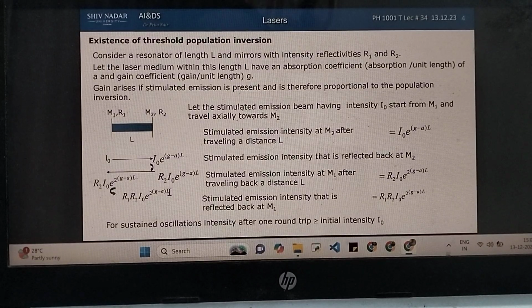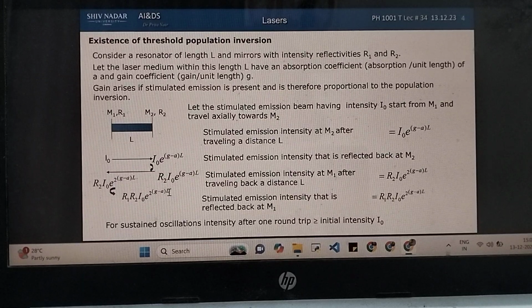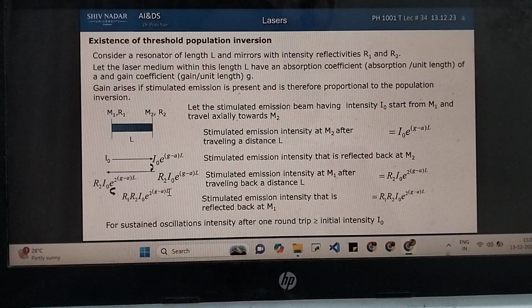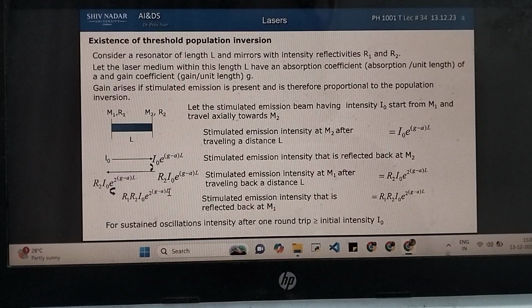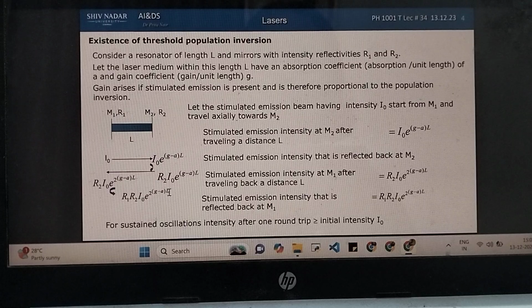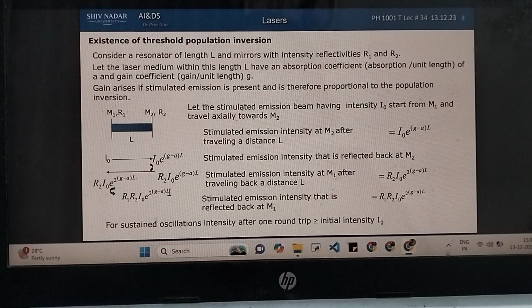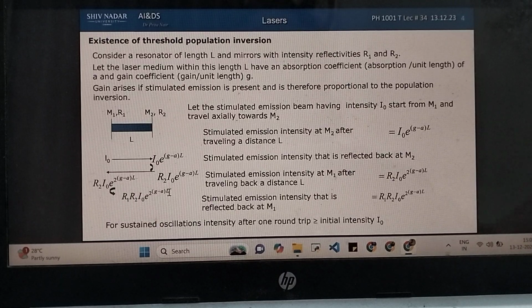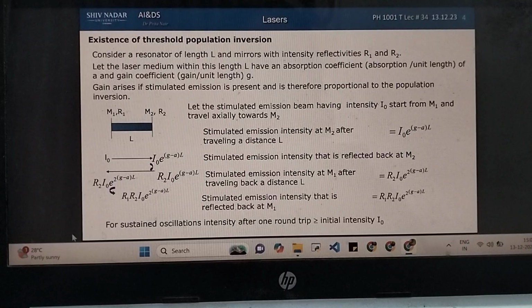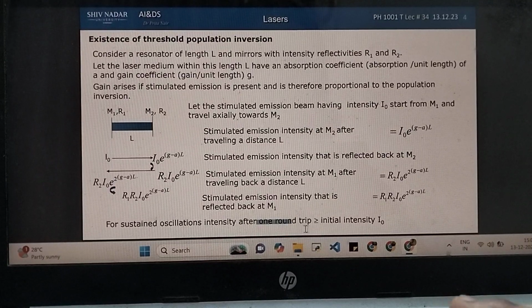So again, if you want stable emission, sustained light instead of flickering light or pulsing light, then the intensity after one round trip should be greater than or equal to the initial intensity. Of course, because if you are going to lose intensity along the way, then your light is going to fade and turn off at some point. So the intensity after one trip should be greater than or equal to your initial intensity.